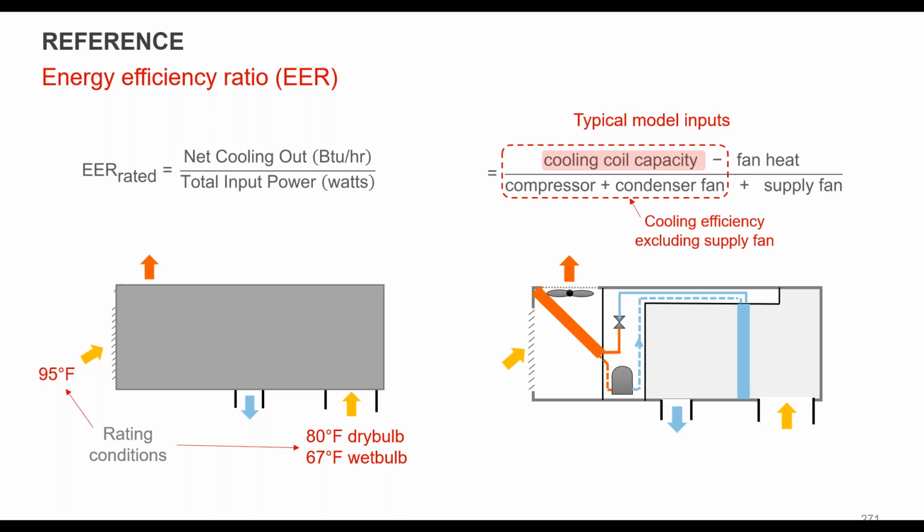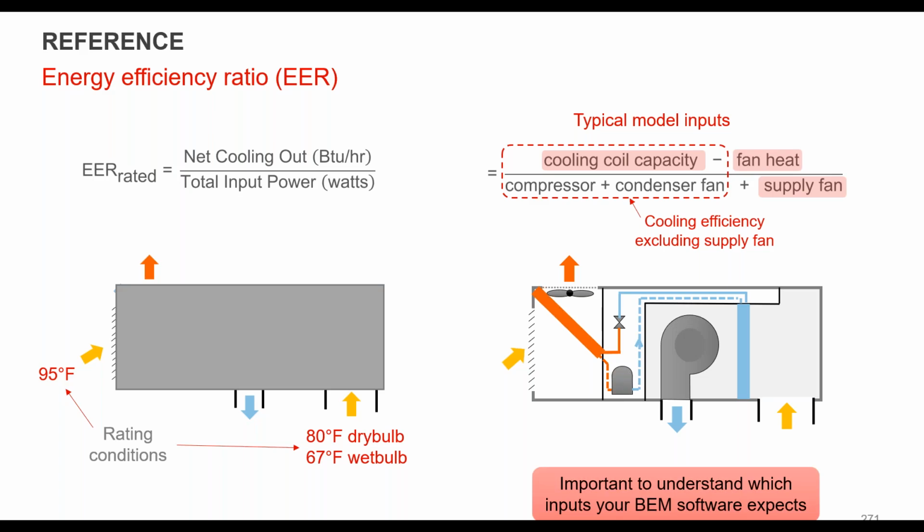Because EER is inclusive of a total input power. That input power includes your supply fan. So when you translate that to a model, you actually need to take that supply fan and the heat associated with that supply fan out of your calculation. That will help you identify the compressor and condenser fan power specifically, which is what you want to input for your model, right? So again, each software is a little bit different in terms of what they want.